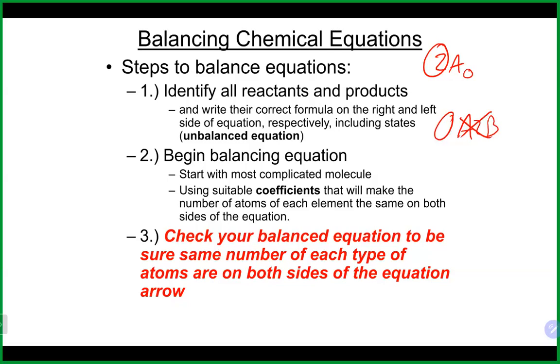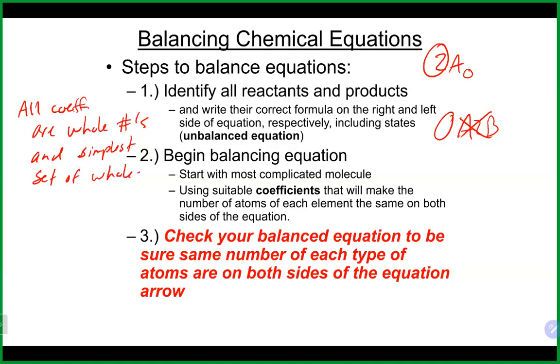When you do that, you're basically going to put some coefficients on each side. Hopefully, at some point, you should have the same amount of each of those on each side, and that would be your balanced equation. When you have a balanced equation, you want to make sure two things happen. All the coefficients are whole numbers, and the simplest set of whole numbers. So what does that mean?